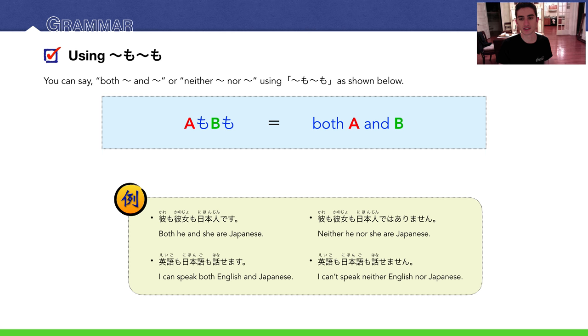Alright. Some negative examples for you. These are the exact same sentences, but with negative conjugations. Neither he nor she are Japanese. 彼も彼女も日本人ではありません。Or じゃありません。I can't speak neither English nor Japanese. Normally, we don't say it like this in English, so I'm not even sure if this is grammatically correct in English, but in Japanese, it's 英語も日本語も話せません。That is the negative conjugation of 話せます, 話せません.